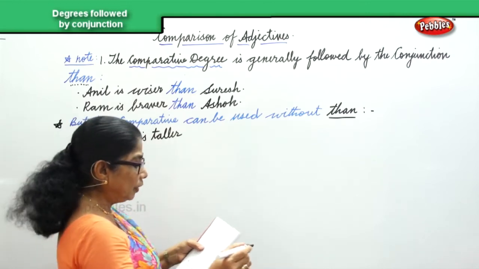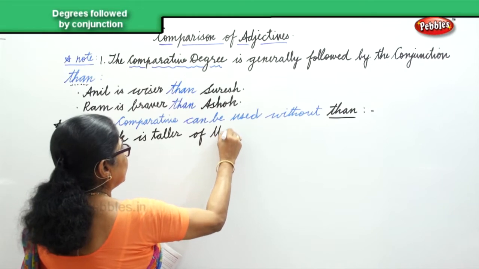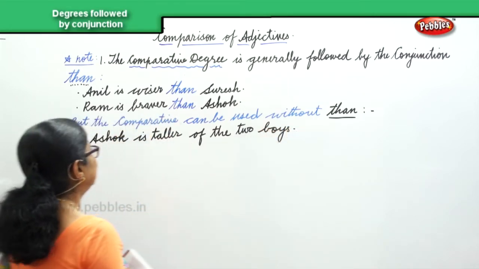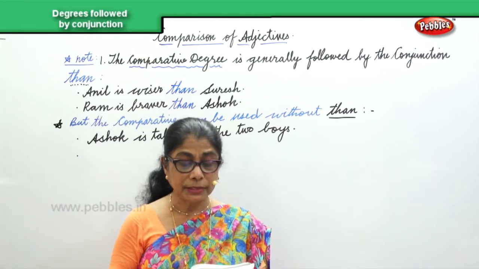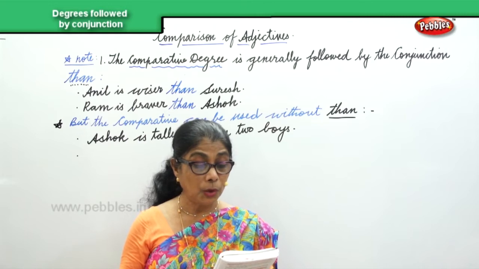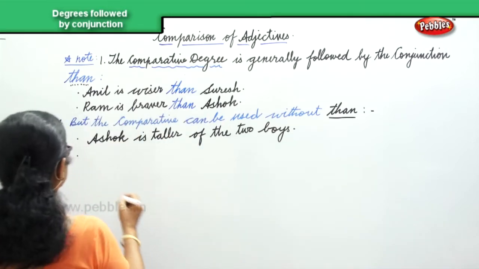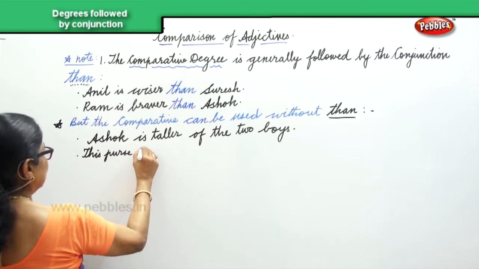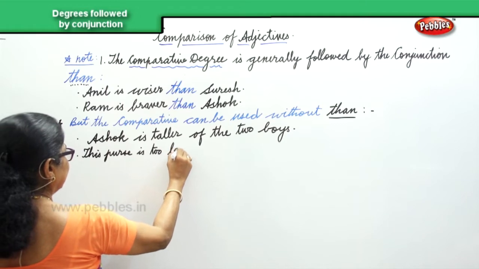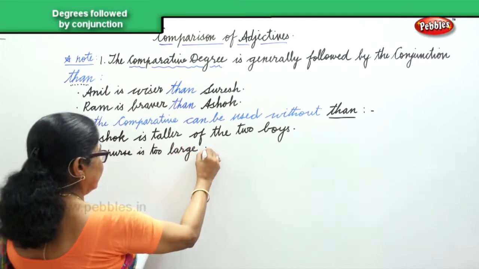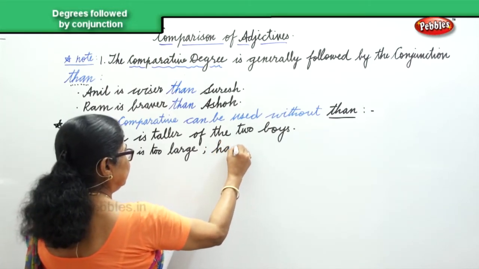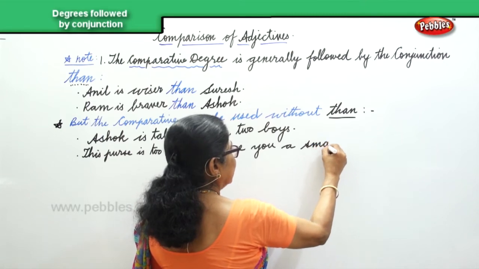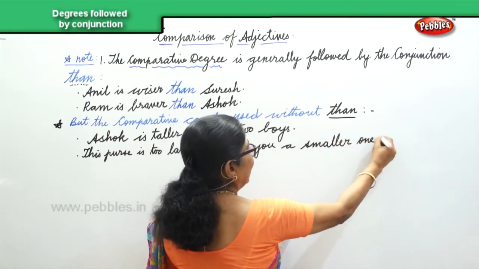Ashok is taller of the two boys. But we are not using than. Another, we have here, this purse is too large. Have you a smaller one? So you don't use than here at all.